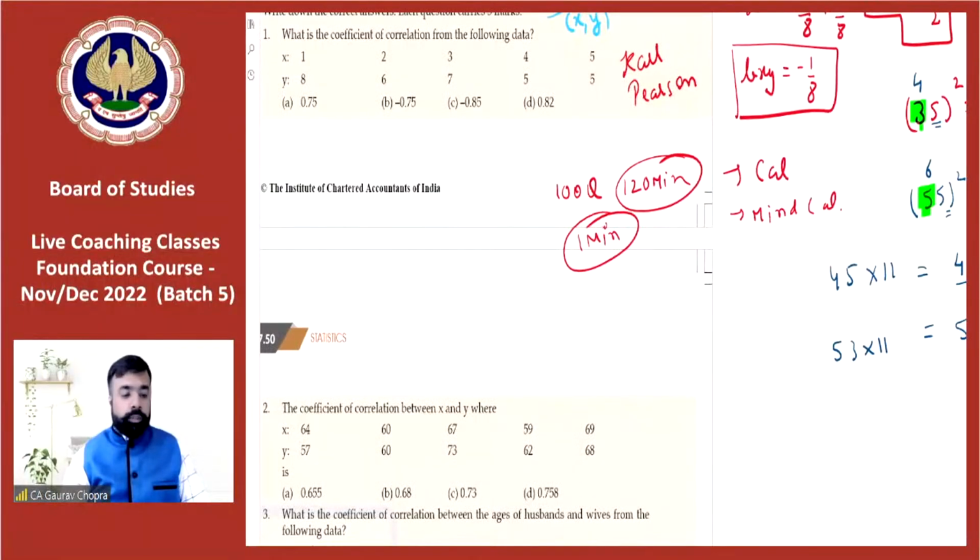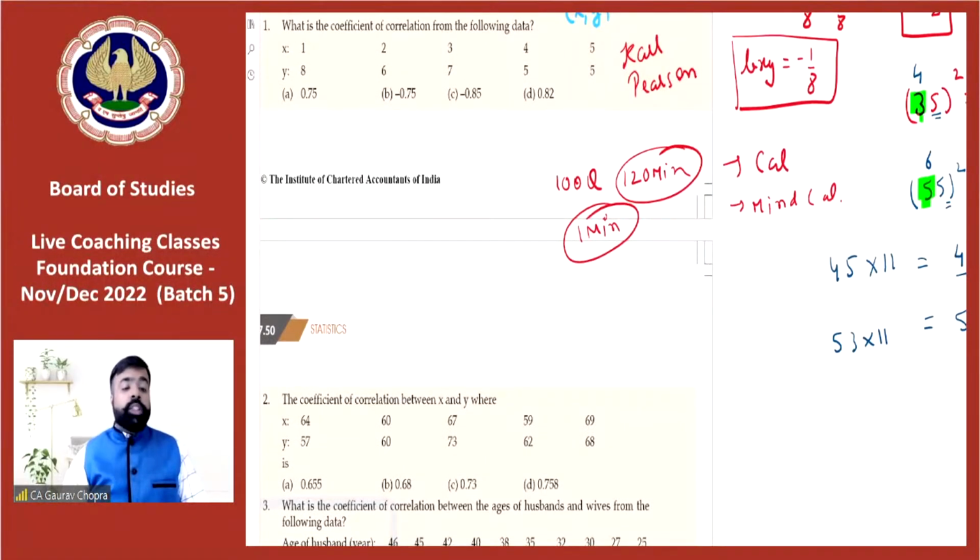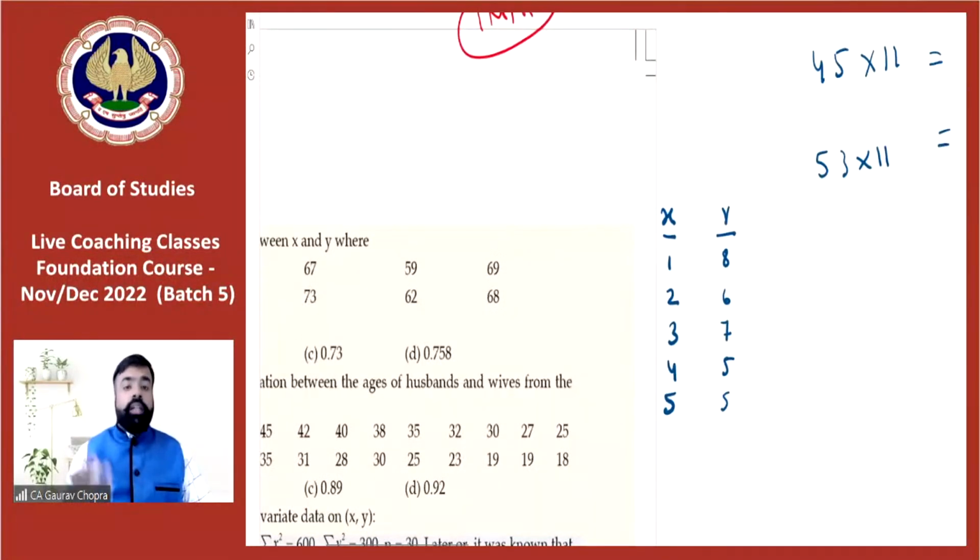So now question number one. Question number one says, what is the coefficient of correlation from the following data? So X and Y is there. X is 1, 2, 3, 4, 5. Y is 8, 6, 7, 5, and 5. And now we have to calculate correlation using Karl Pearson. So since values are small, you can use which method? Direct method or summation method.